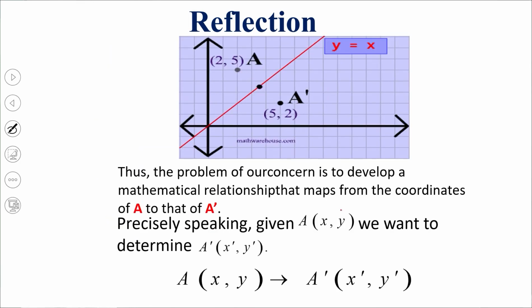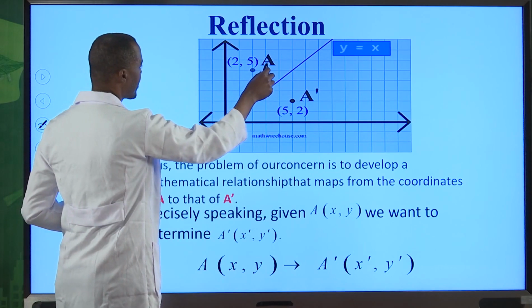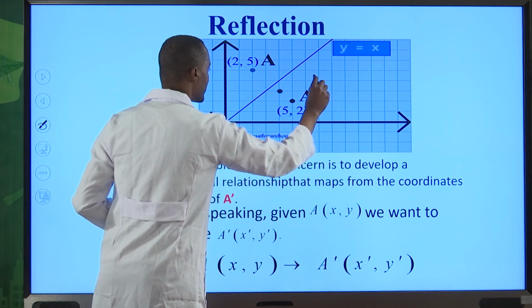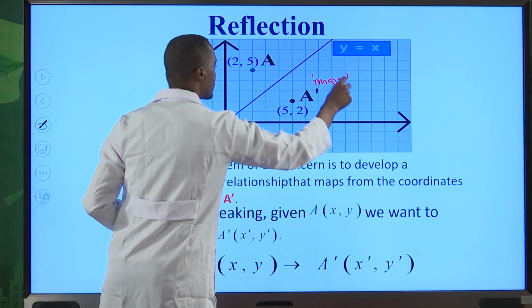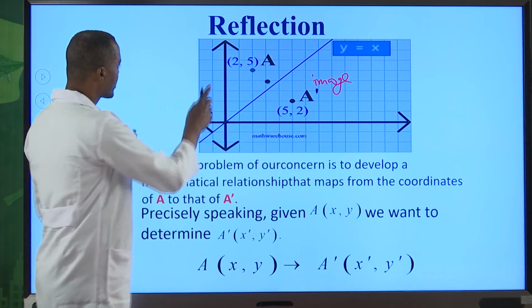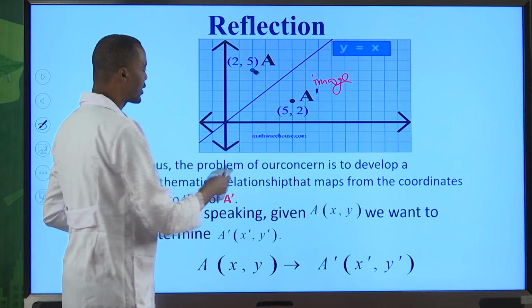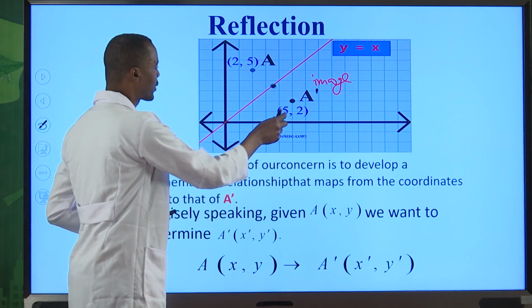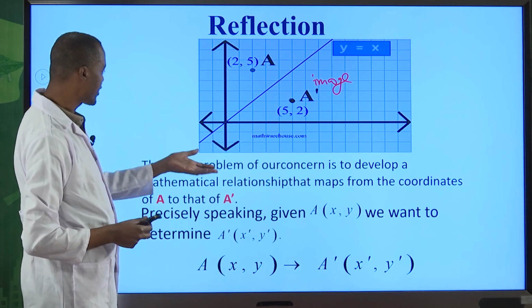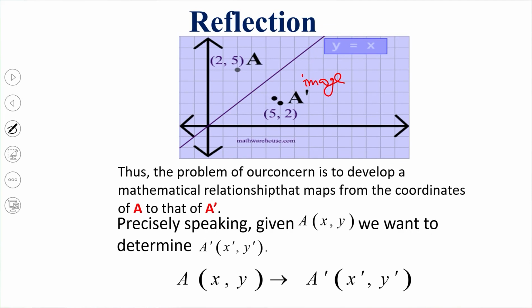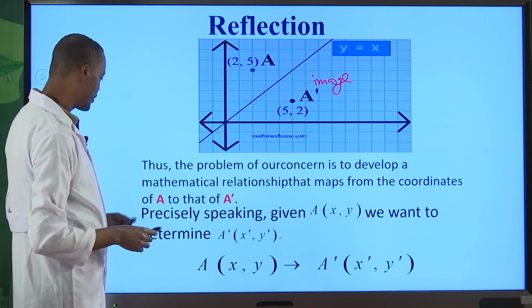Look again at this point. This is the original point, A, and this A prime is called the image of the original point A. The point 2, 5 has its final destination after reflection: we get a new point, A prime, which is 5, 2. So our purpose in this case is, given the first point 2, 5, how can we calculate and arrive at the new point 5, 2? How do we get the new point? That is the purpose of this topic.